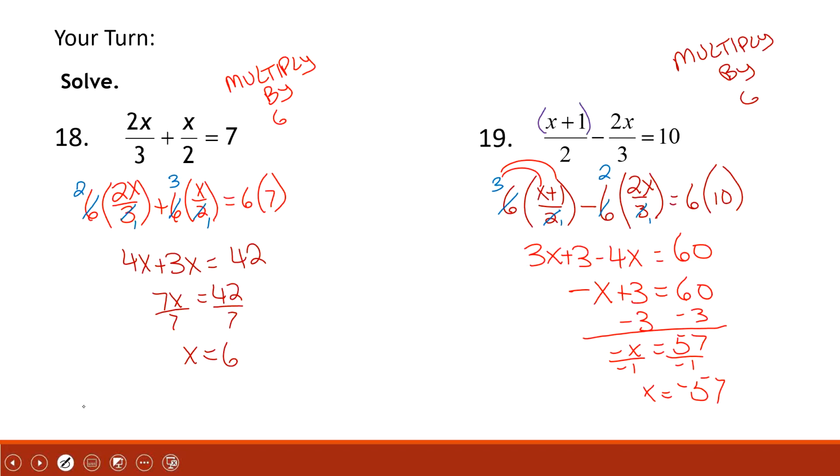If you ever wanted to, you can plug those back into the equation to see if they work. Just to check your work. That's what I like about math, is we can always check our work and know what the answer is when we get there.